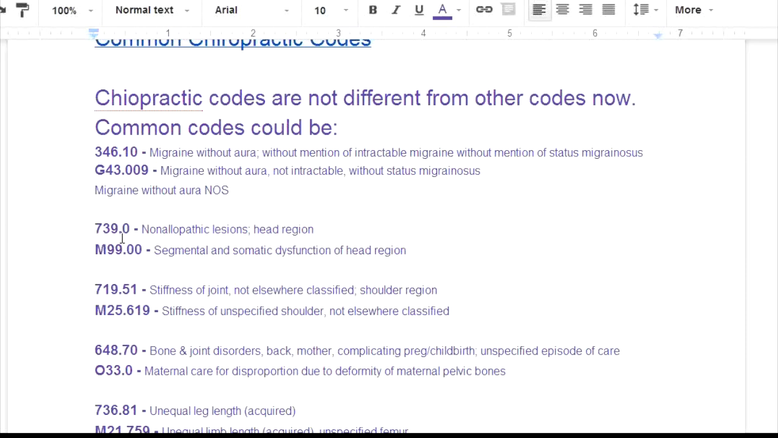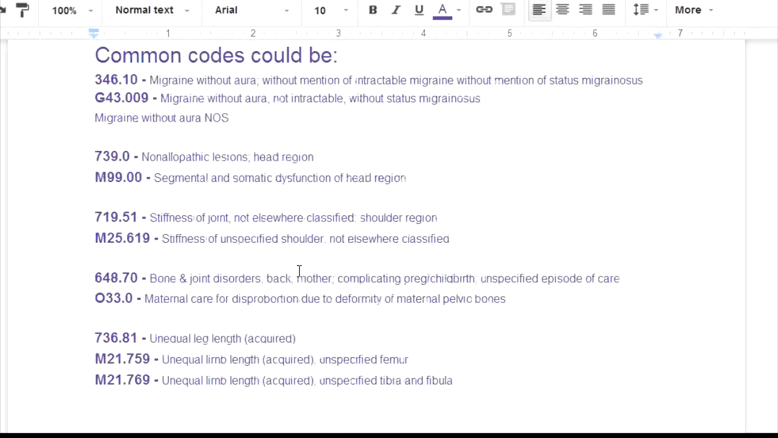And then sometimes you'll see a letter at the end, an A or an S. Okay, another one: 739.0, non-allopathic lesion, head region. In ICD-10, M99.00, segmental and somatic dysfunction of head region. See how the wording's a little bit different? Next, 719.51, stiffness of joint, not elsewhere classified, shoulder region. Then in ICD-10 we have M25.619, stiffness of unspecified shoulder, not elsewhere classified.